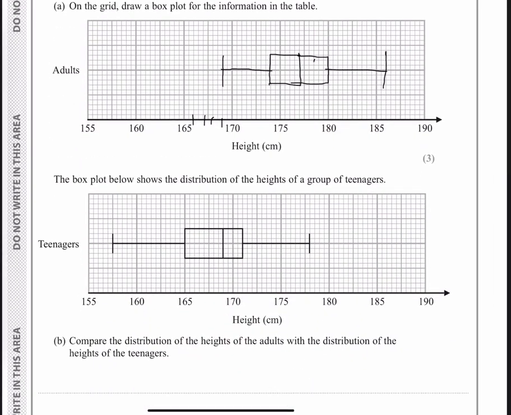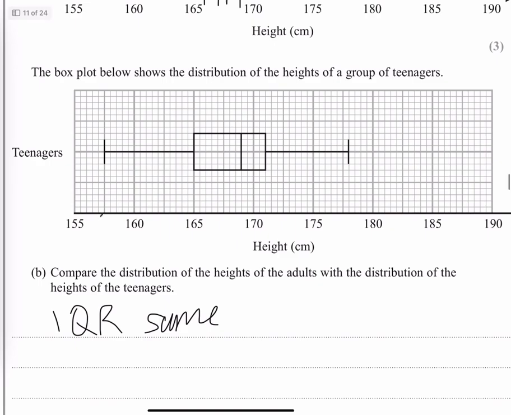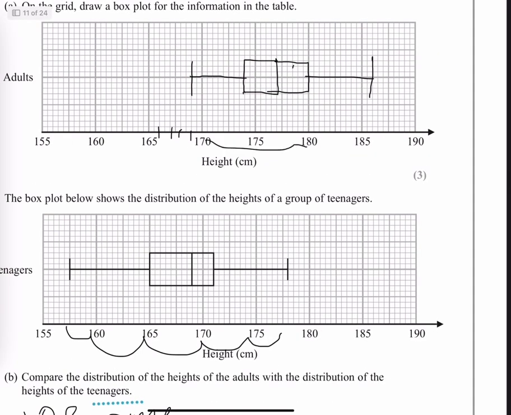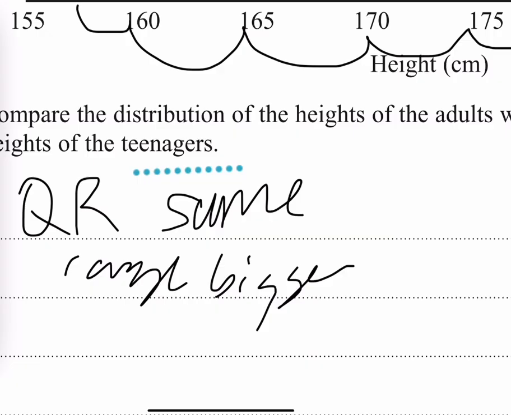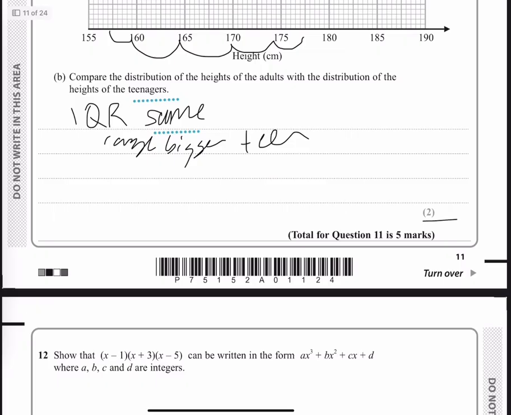Compare the distribution of heights of adults to teenagers. That means you want to talk about the range. So IQR is the same. And the full range is slightly bigger in the teenagers. Whenever they say distribution, you want to talk about the ranges. They want 2 marks, so again, say 2 things.